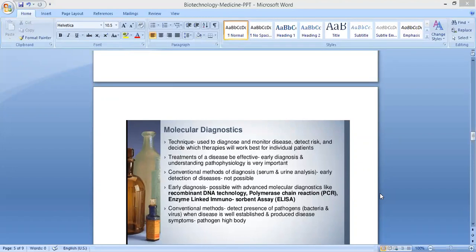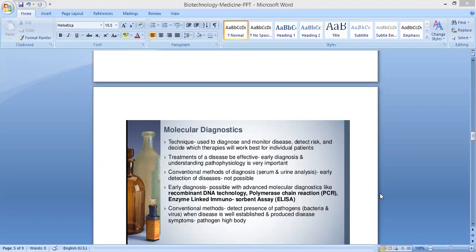For any disease, early diagnosis is very important. Clear? So by using molecular diagnostics, what is possible? Early diagnosis and understanding pathophysiology, two things. Nowadays, with COVID-19, people are doing PCR, polymerase chain reaction, because we have to diagnose a little early. That is called early diagnosis.